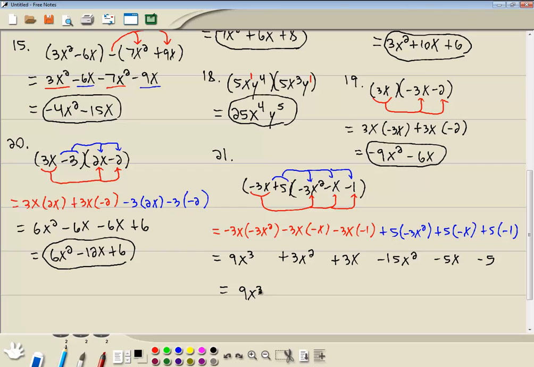Always combine together like terms. There's only one x to the third. Here we got an x squared. Here we got an x squared. 3x squared minus 15x squared gives us negative 12x squared. Here I got an x, and here I got an x. 3x minus 5x gives us negative 2x. And then the minus 5, we only got one number, so that carries down. And that's our answer.